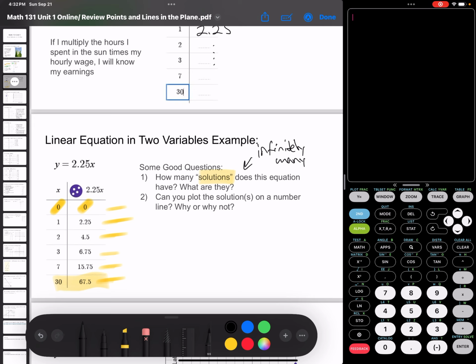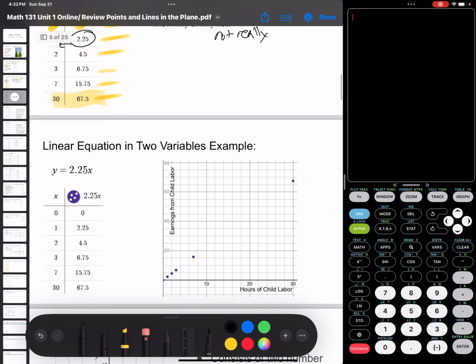And can I plot them on a number line? Well, not really. This answer depends on my input. How much money I get depends on how many hours I work. So not really. I need some way to talk about x and y at the same time.